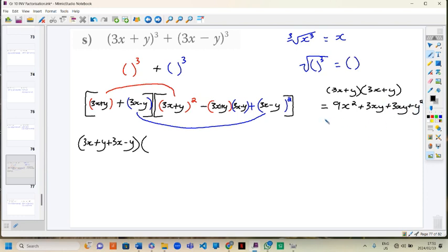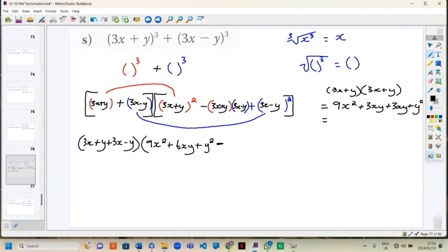Add those like terms, and we're going to get 9x squared plus 6xy plus y squared. Now keep the minus. Okay, keep the minus there.